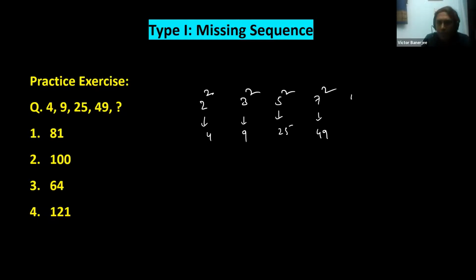So the next prime number is 11. So 11 square, which is 121. So the correct answer is option 4, 121. So that's pretty clear. Now let's come to the more conventional type of question, which they generally ask every time.